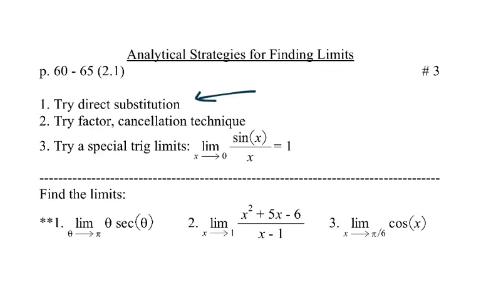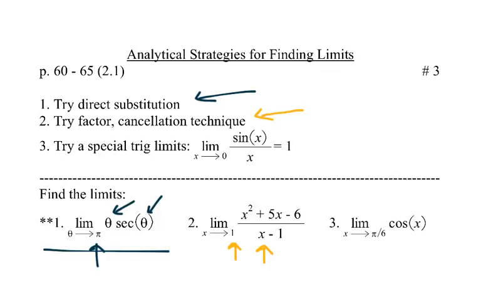The first thing you want to try is direct substitution. So in this example, for instance, we're just going to try to plug pi in for theta, and if we get a value, then we're done. That's the limit. But sometimes we're not going to be able to get a value. A good example of that is if we try to plug 1 in, you guys can see that if we plug 1 in for x, 1 minus 1 is 0, and we're going to have to divide by 0.